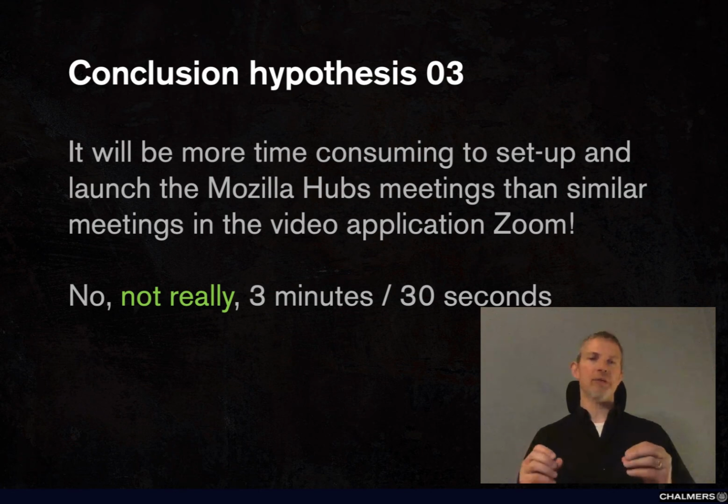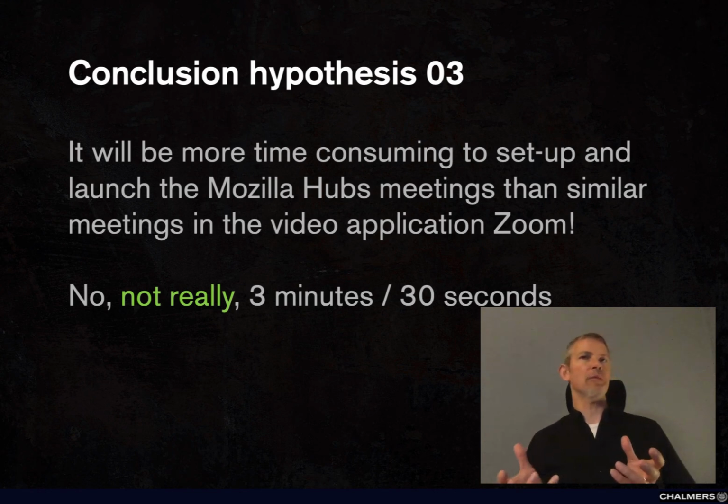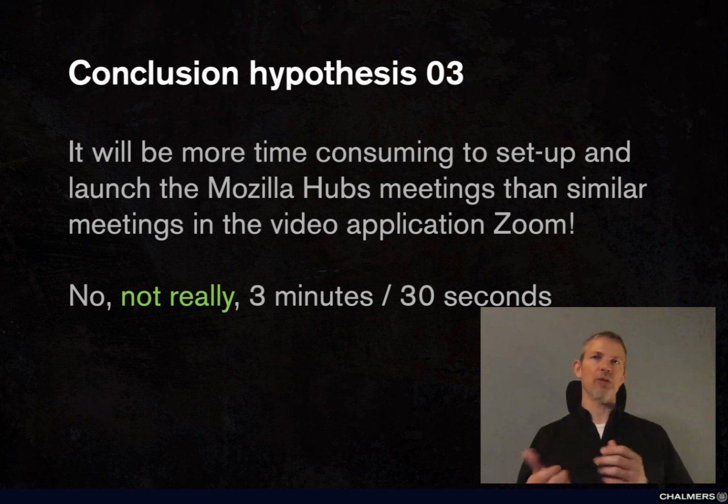I used Oculus Quest for these meetings, and if I had to start up the headset from scratch, it was turned off, then it took about 3 minutes. But if the headset was in sleep mode, then it actually took just 30 seconds from picking up the headset until I was in the meeting talking to a student. And comparing that to maybe 20 seconds to start a Zoom meeting, it is actually quite quick to get into these Mozilla Hubs meetings.